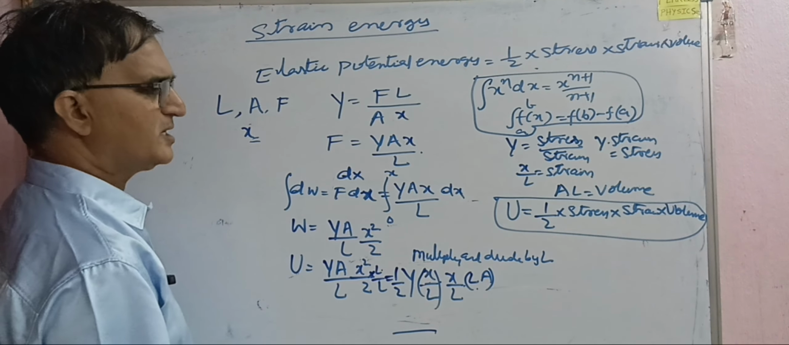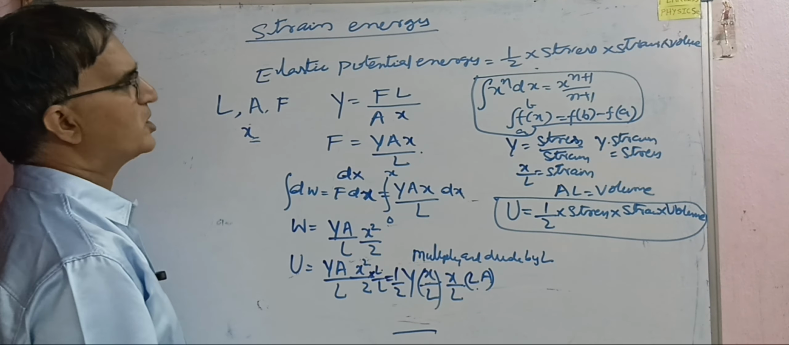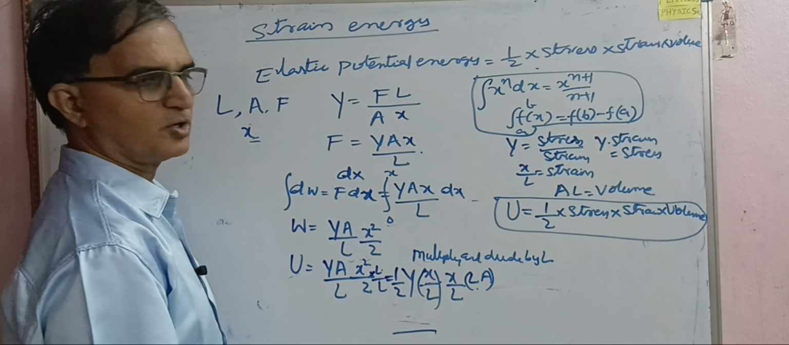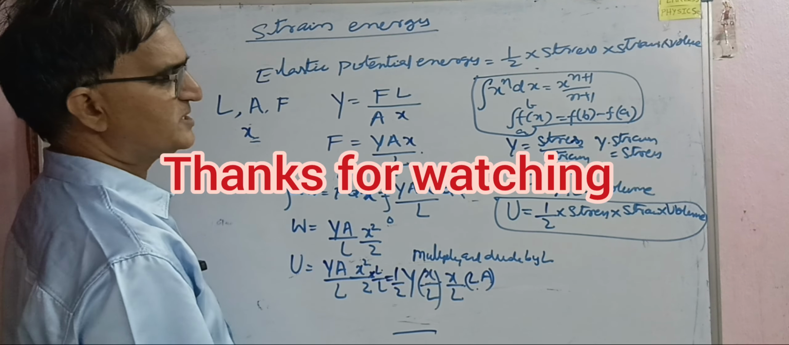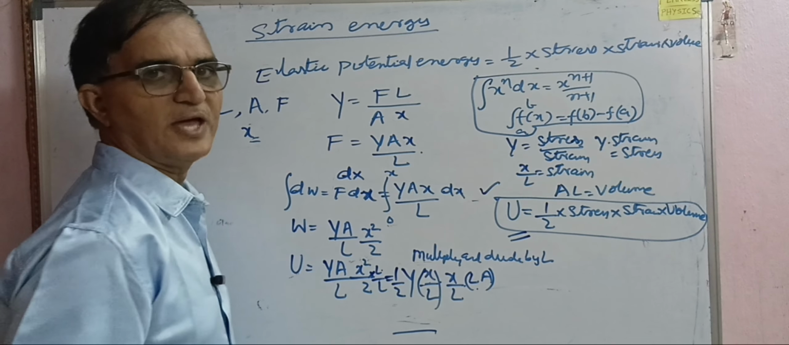So the total equation, potential energy, elastic potential energy or strain energy, U is equal to half into stress into strain into volume. This is the required equation.